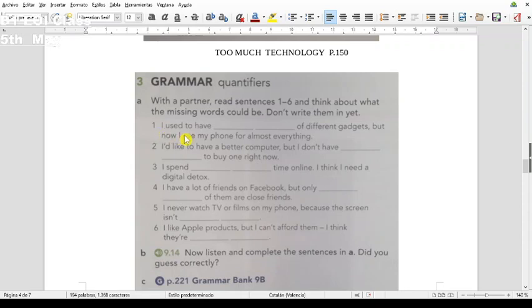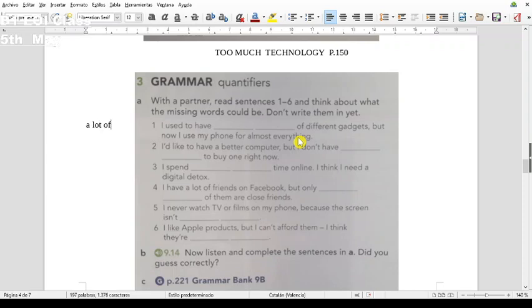Number 1, I used to have of different gadgets, muchos artilugios, mecanismos electrónicos, but now I use my phone for almost everything. Ahora es mi móvil, mi teléfono lo que utilizo para todo. Con un of, ¿qué quantifier será?